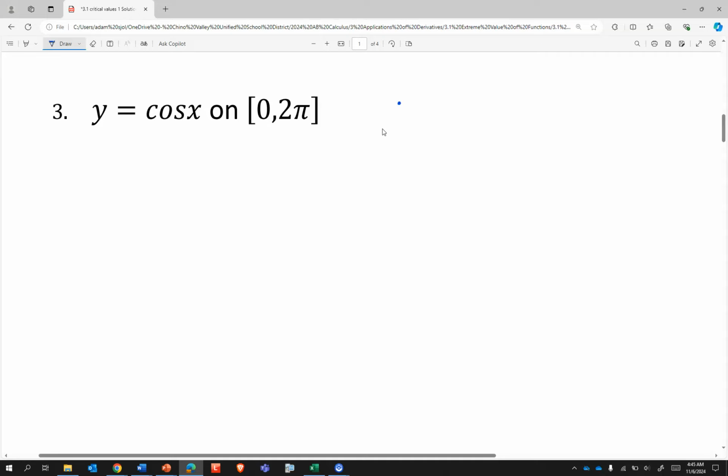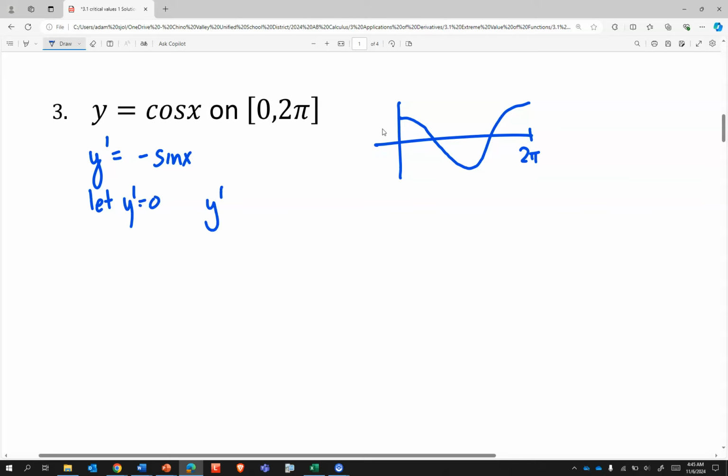Okay, so what about cosine on 0 to 2 pi? What do we expect? We get 1 at 0, 1 at 2 pi, 1 at pi, but our job is to prove. So y prime is negative sine of x. Let y prime equal 0. Y prime is always defined. Zero equals negative sine of x. And instead of doing the inverse sine, we can actually just say x is equal to 0, x is equal to pi, x is equal to 2 pi.